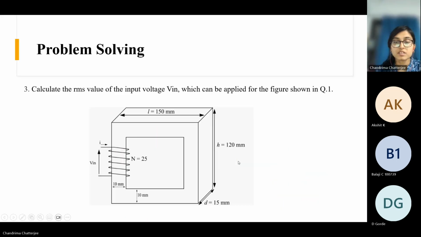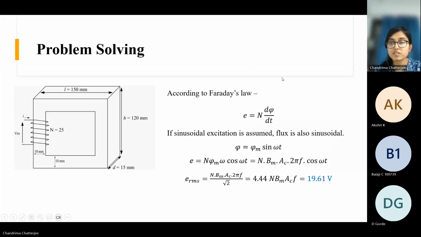Let's take the next problem. They have asked what will be the input voltage V in question 1. Some input voltage we are giving here. So what will be the RMS value?